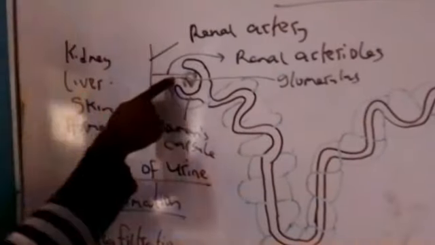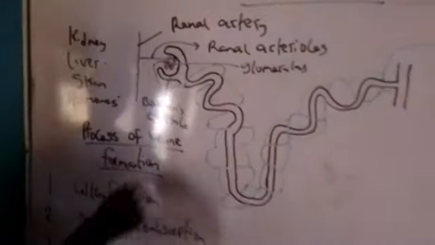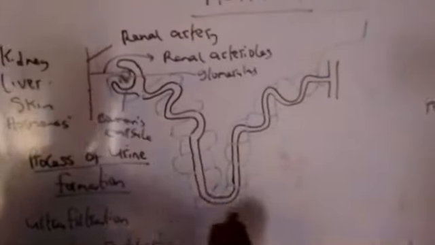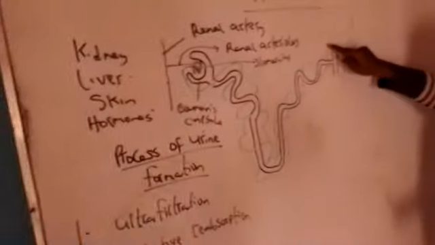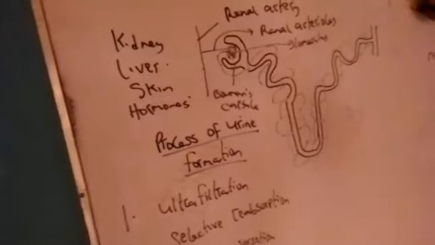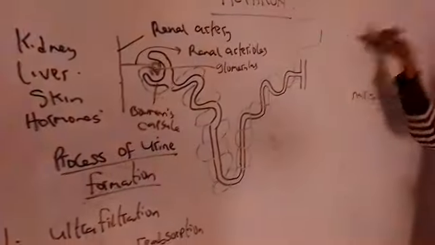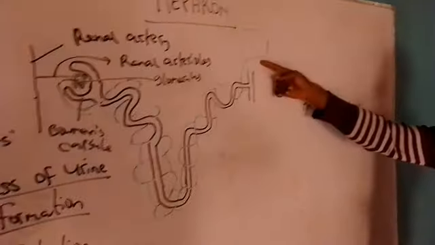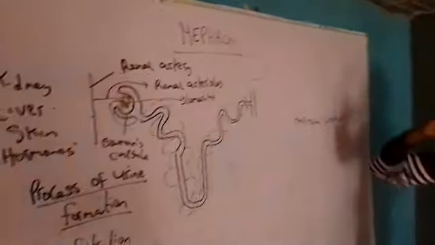Then we see the capillaries moving out of the Bowman's capsule and surrounding the nephron, and then joining together again to form a renal venule, and then attaching to form a renal vein. This carries dark red deoxygenated blood away from the kidney.